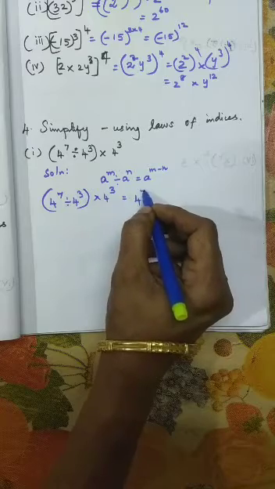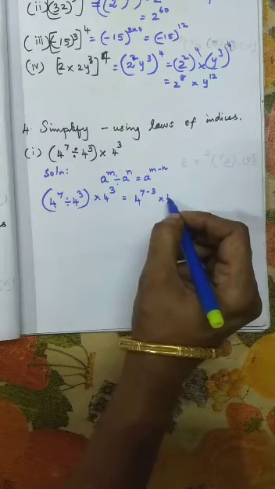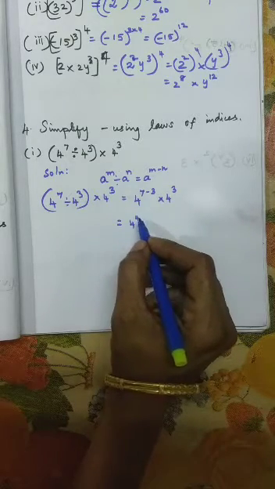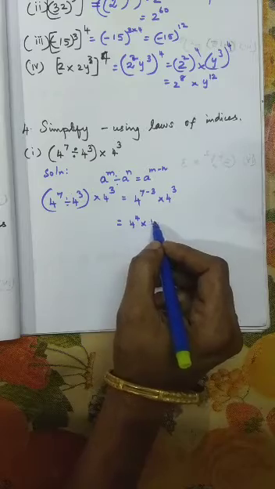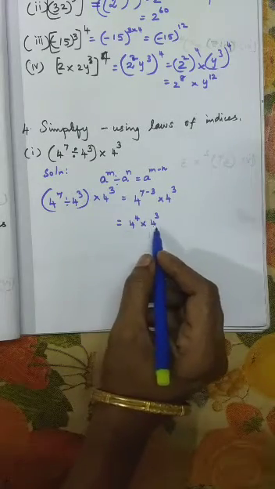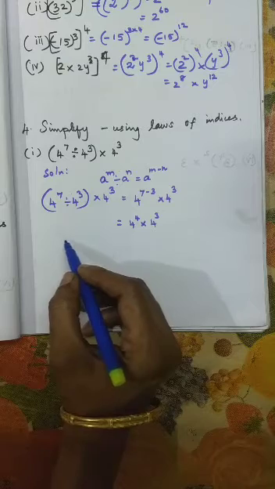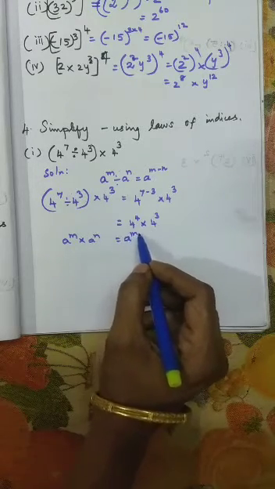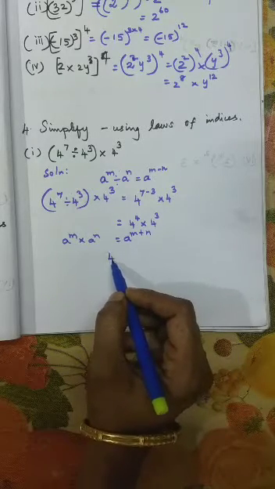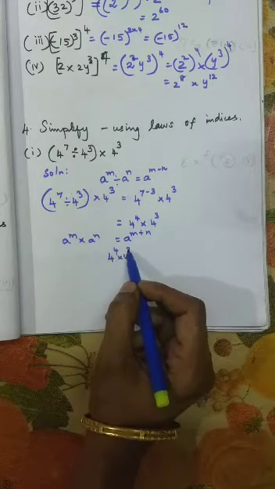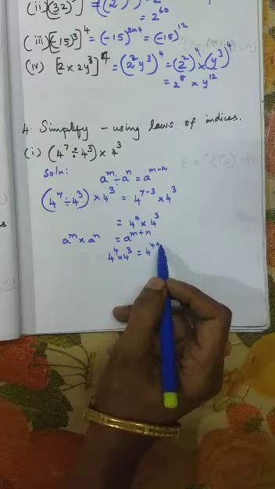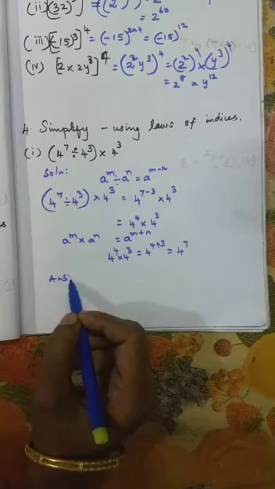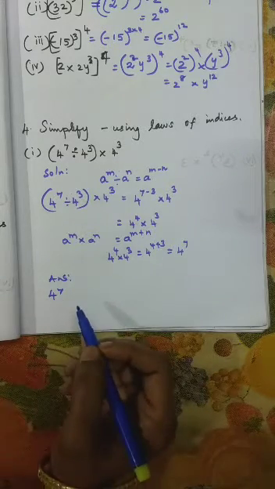Now 4 power 7 minus 3 into 4 power 3. Then you can write this as 4 power 4 into 4 power 3. Here we are going to use the product rule. That is a power m into a power n equal to a power m plus n. So 4 power 4 into 4 power 3 is equal to 4 power 4 plus 3 is equal to 4 power 7. So the answer is 4 power 7.